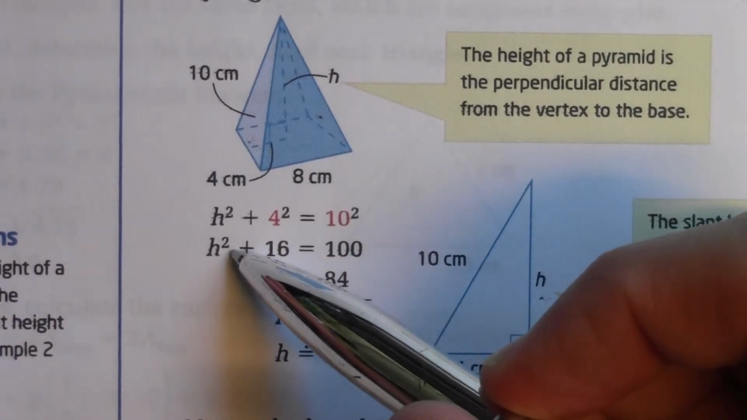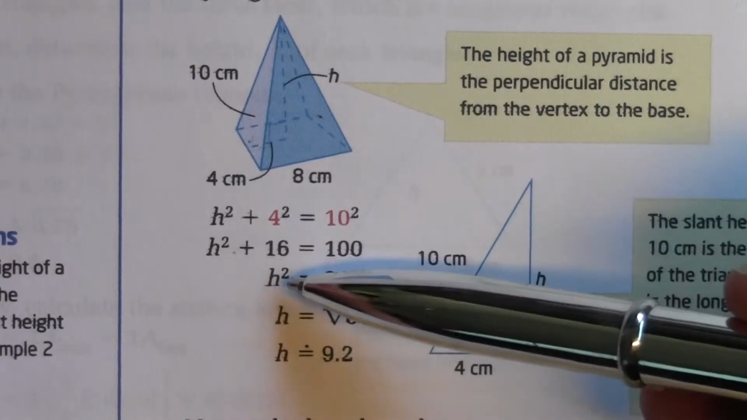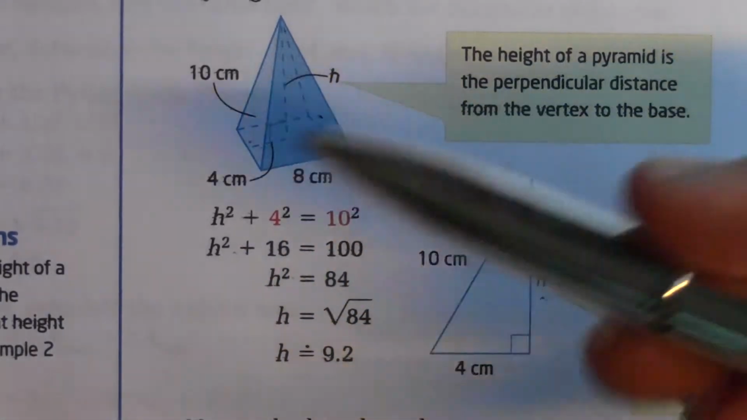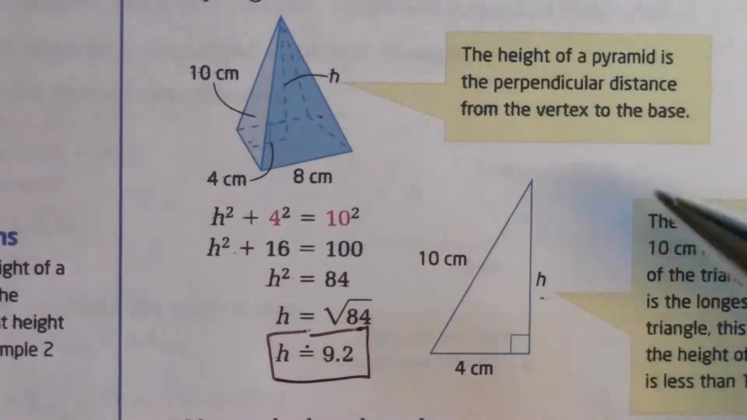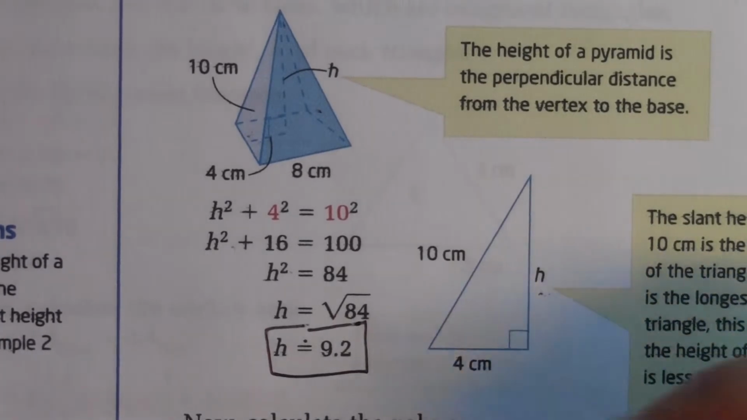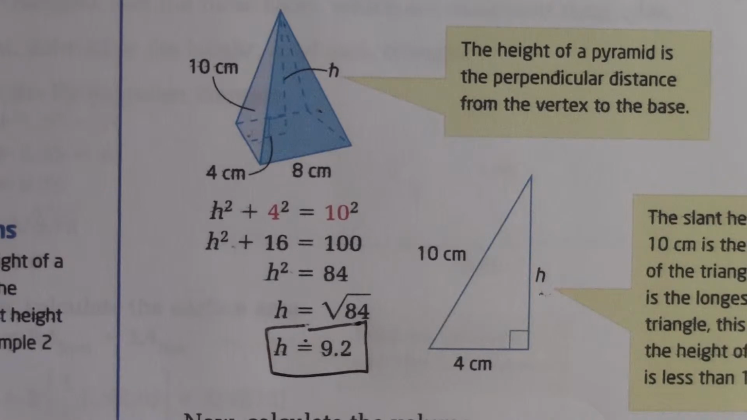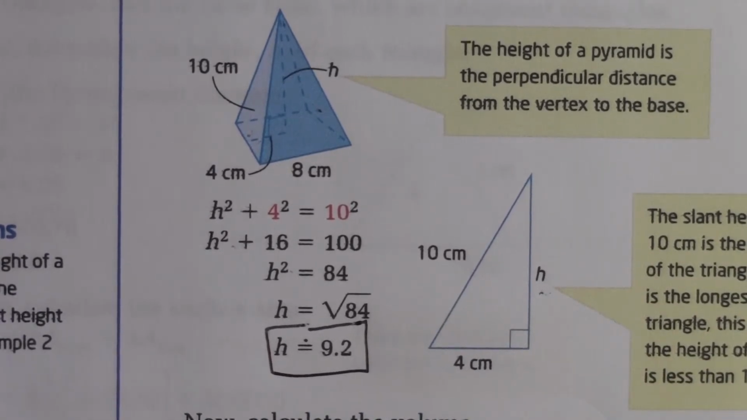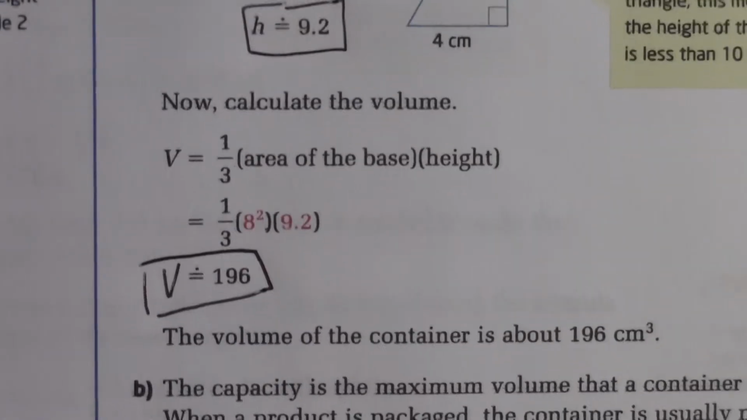H is one of the sides, so it stays on the left side, and we need to move this over and solve for h, which is 9.2. Any questions? Okay, once we have the height, we can calculate the volume quite easily because we know the area of the base because it's a square-based pyramid, so it's just 8 squared. So our volume is equal to 196.